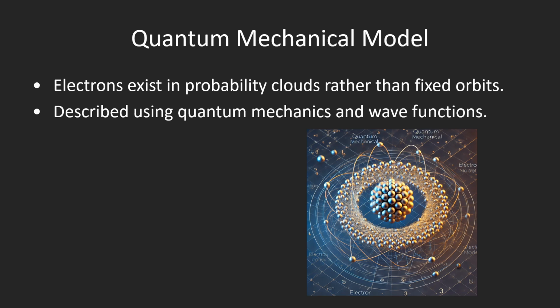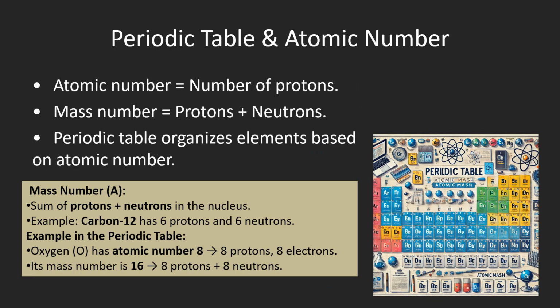Quantum mechanical model. Unlike the Bohr model, the quantum mechanical model does not describe electrons moving in fixed orbits. Instead, electrons exist in electron clouds, regions where they are most likely to be found. The exact location of an electron cannot be determined, only the probability of its position. These probability regions are called orbitals, and they come in different shapes such as spheres, s orbitals, and dumbbells, p orbitals. This model is the most accurate and widely accepted theory of atomic structure, explaining the behavior of electrons at the quantum level.